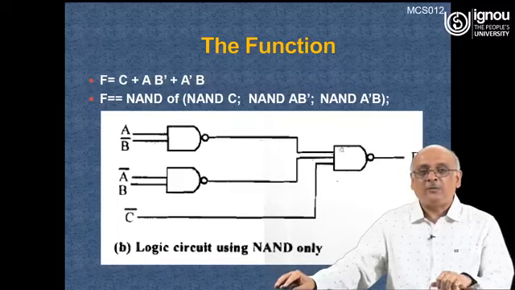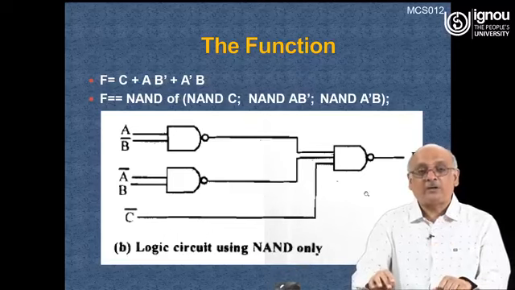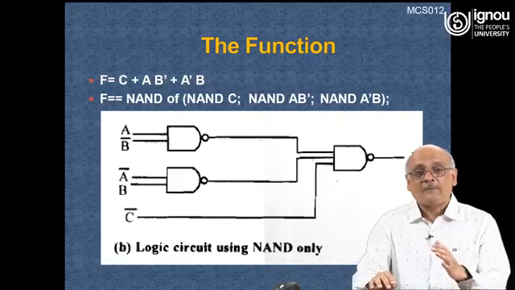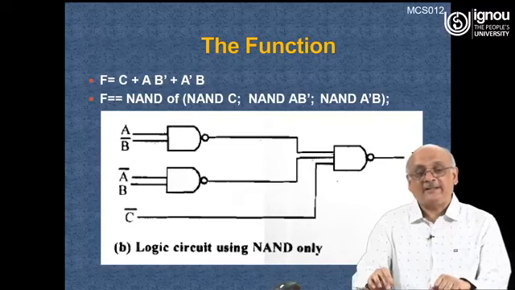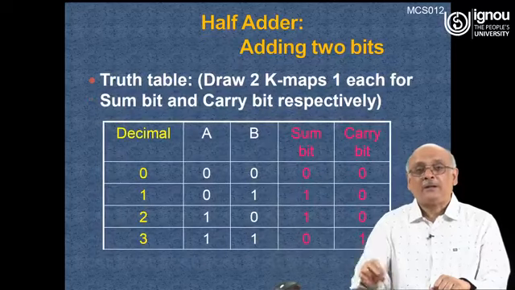So this is how you can draw a circuit through either AND, OR and NOT gates or only through NAND gates, right? So this is the circuit drawing. So that was the second part.